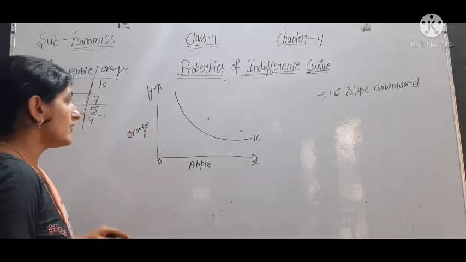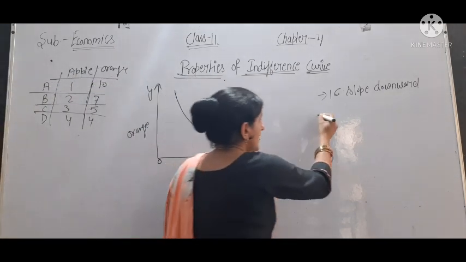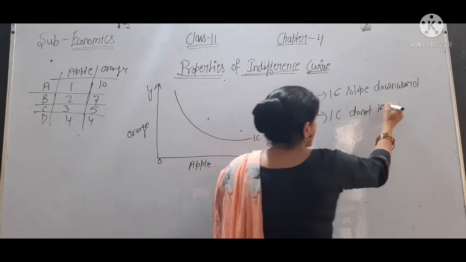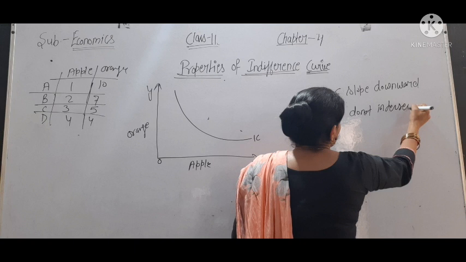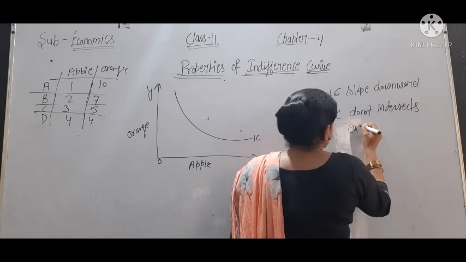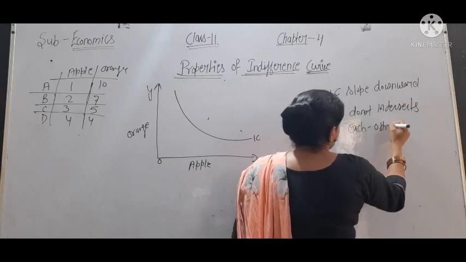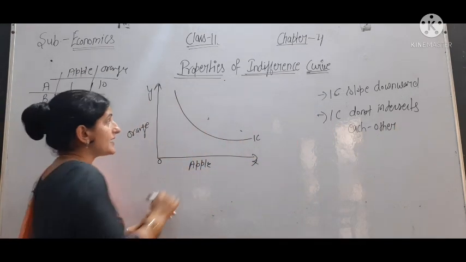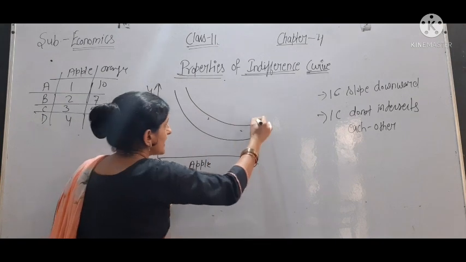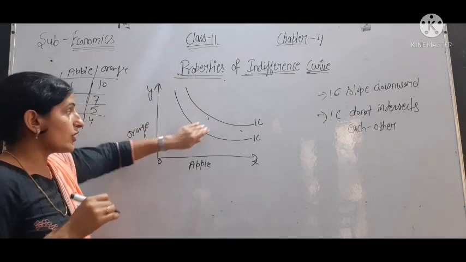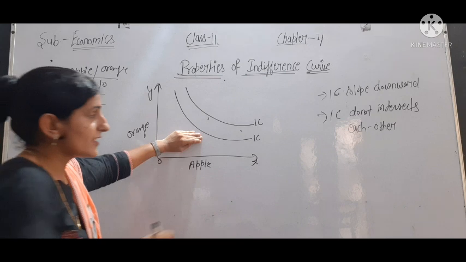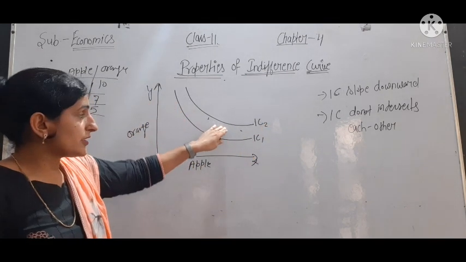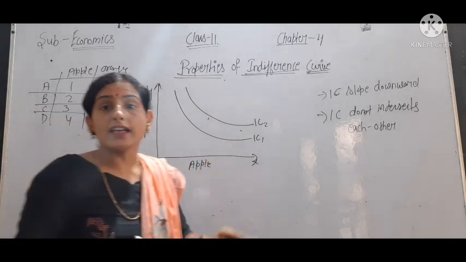Then the next property is that ICs do not intersect each other. It means if we draw another indifference curve, it will not intersect IC1. We can name this IC1 and this IC2. So this IC2 will not intersect IC1.